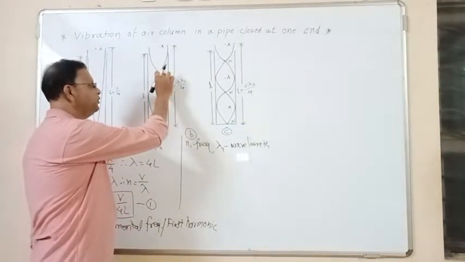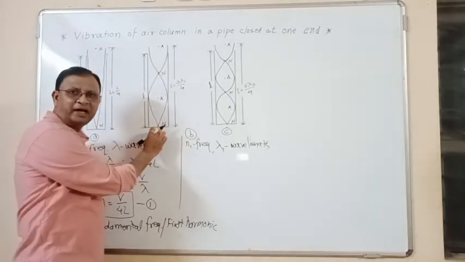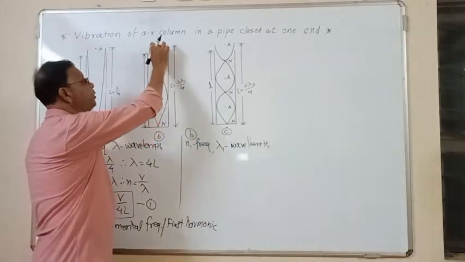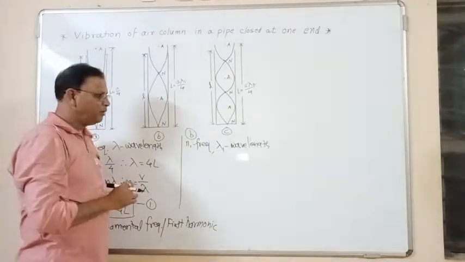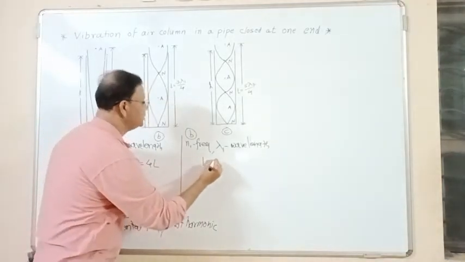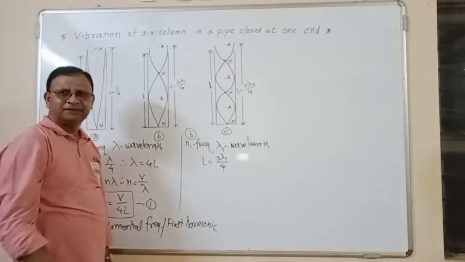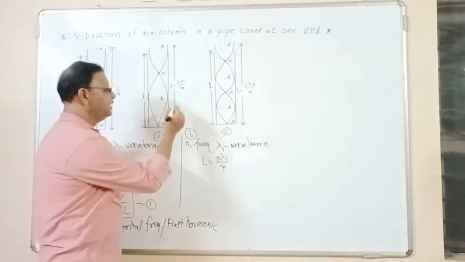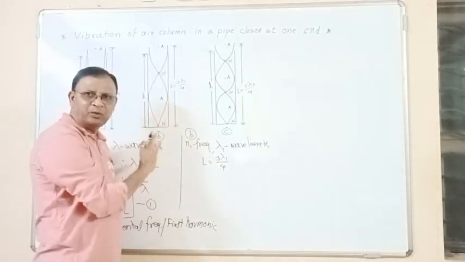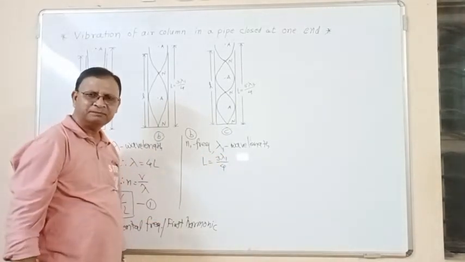Distance between nodes, length of one loop is λ1 by 2, and λ1 by 2 plus λ1 by 4. So correct length of vibration L is equal to 3 λ1 by 4. You can see it. λ1 by 2 plus λ1 by 4 will be 3 λ1 by 4. Correct length of vibration. Okay.